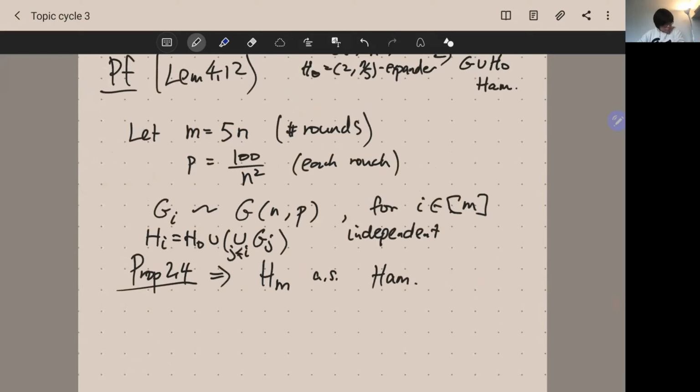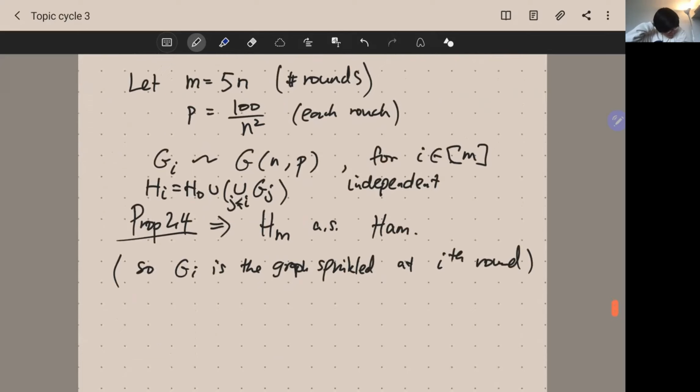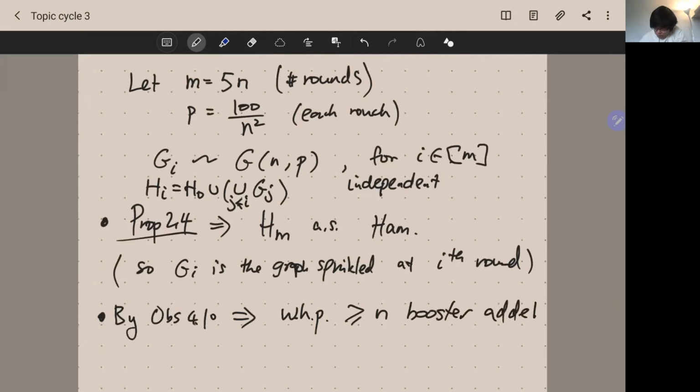Okay. So Gi is the graph sprinkled at the ith round. Then, by the observation for 10, we know that it suffices to show, with probability tending to 1, that at least n boosters are added. Okay, if n boosters are added, we boost the length by at least n. That means the graph is Hamiltonian.